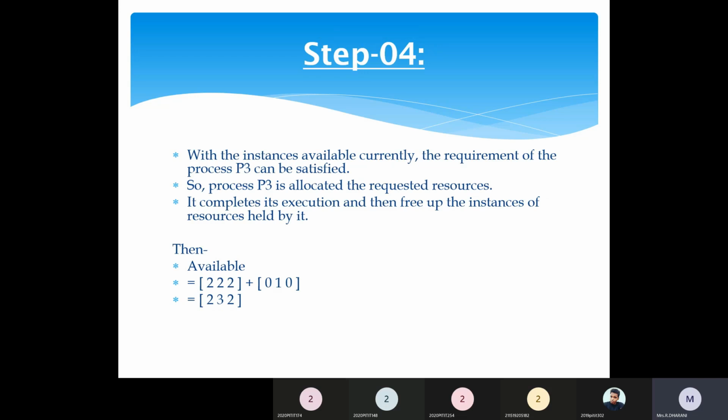The requirement of process P3 can be satisfied. So process P3 is allocated the requested resources, completes execution, and frees up the instances of the resources held by it. Now finally the availability is 2 2 0 plus 0 1 0, and you will get 2 3 2 as the final availability. So with this allocation order, you may safely allocate the resources to the processes without any deadlock situation occurring in the system.